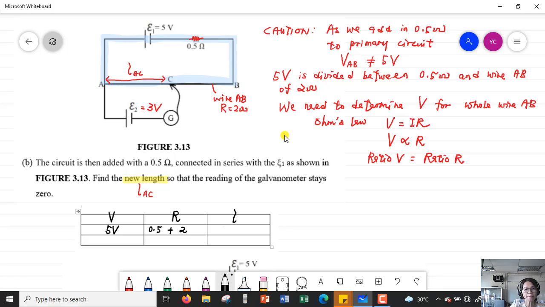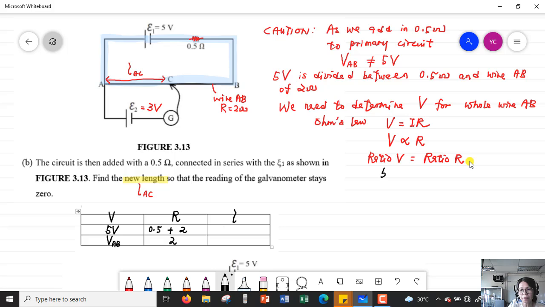Okay? And then we focus on the voltage for the whole wire AB. For the whole wire, the resistance is 2 ohm. So how much voltage is taken by that wire? When its resistance is 2 ohm, we can apply voltage proportional to resistance. So we use this ratio.